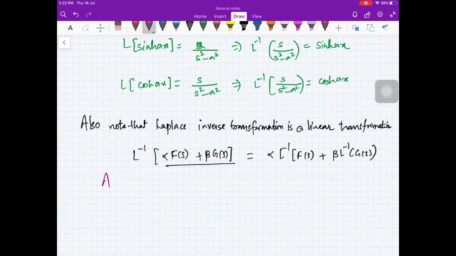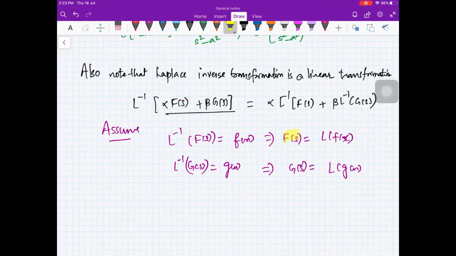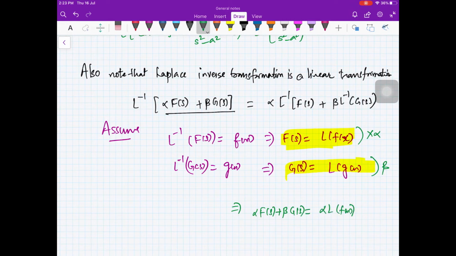So let us assume L inverse of F of s is, say, f of x, and L inverse of G of s is, say, g of x. So here you get that F of s is actually L of f of x, right? And here you get G of s is L of g of x, right? Now what you can do, you can multiply this with alpha and this with beta. You'll get alpha F of s plus beta G of s is alpha L of f of x plus beta L of g of x.